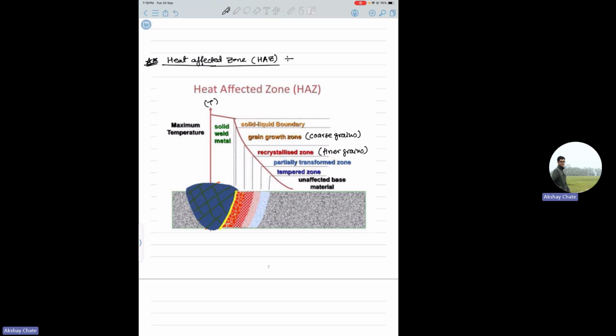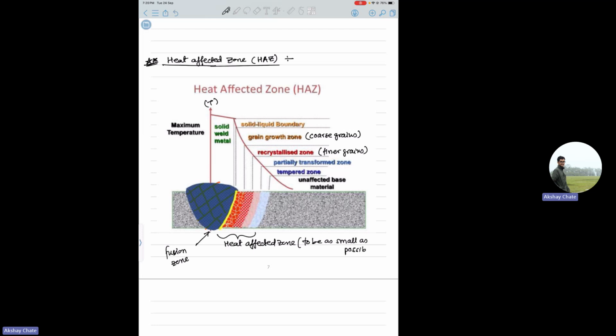Okay, so this is one thing, and sometimes you want to reduce this heat affected zone. So this is called the heat affected zone, and this is called the fusion zone where actual melting and all those things take place. So you want this heat affected zone to be as small as possible, right?